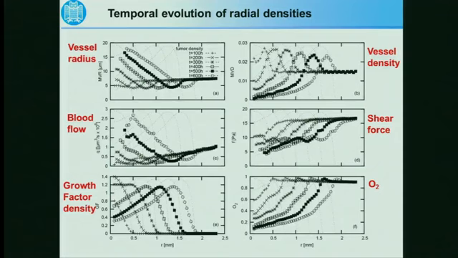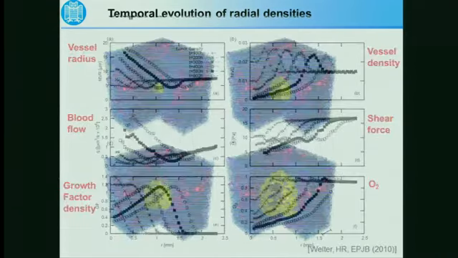For instance, by measuring vessel radius, vessel density, blood flow, shear force, growth factor density, and oxygen concentration as a function of the distance from the tumor center. And here, in particular, is vessel density as a function of the distance from the tumor center in millimeters, at different times, 100 hours, 200 hours, and so on.